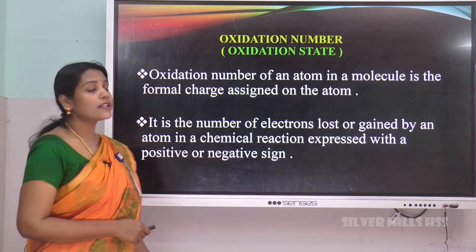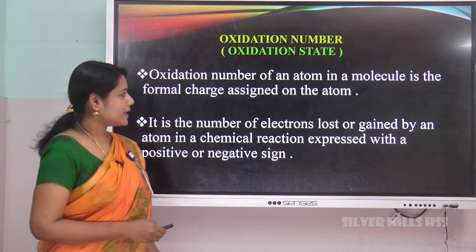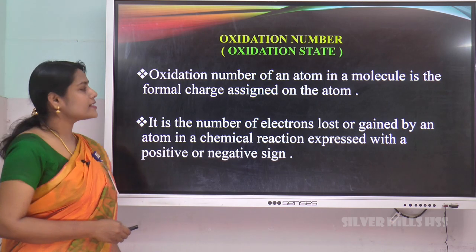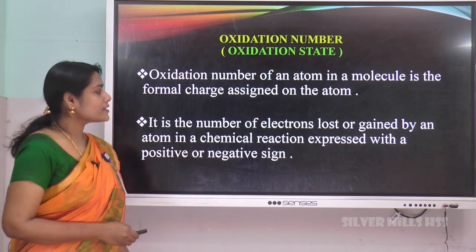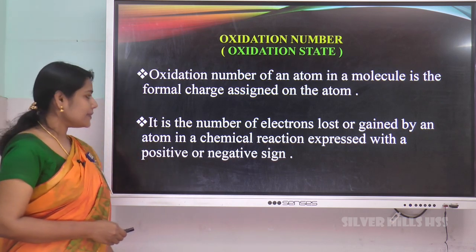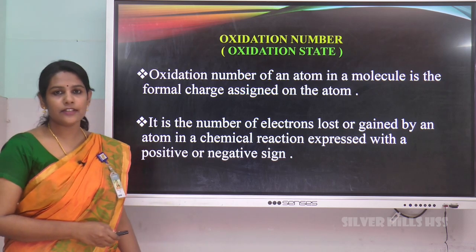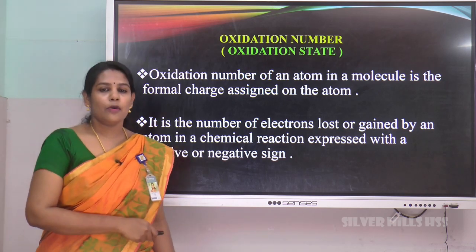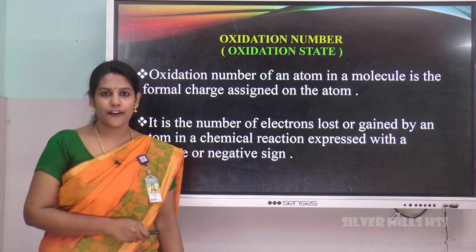Oxidation number is also known as oxidation state. Oxidation number of an atom in a molecule is the formal charge assigned on the atom. It is the number of electrons lost or gained by an atom in a chemical reaction expressed with positive or negative sign. Now let us see the rules to calculate the oxidation number of an atom.